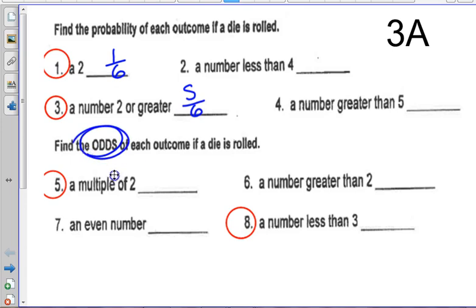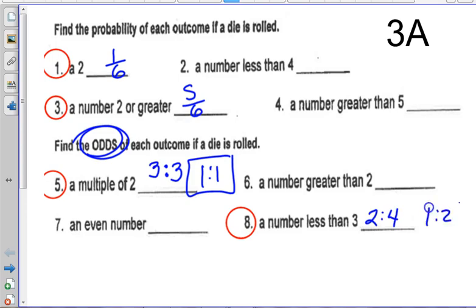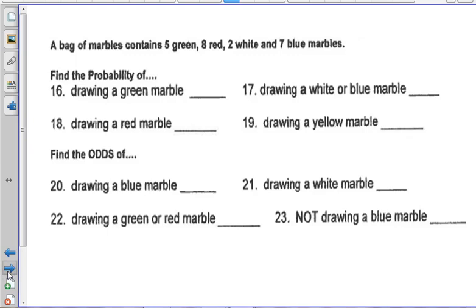Odds of a multiple of 2. 2, 4, 6 work. That's 3 that work. And how many don't work? So it's even odds, we say, or 1 to 1. A number less than 3. 2 work, 4 don't. So 1 to 2 odds. We good? She thought maybe we should talk about, do we need any of these?